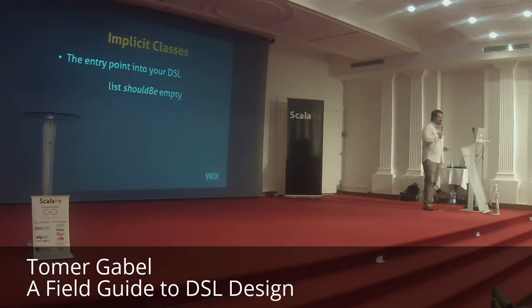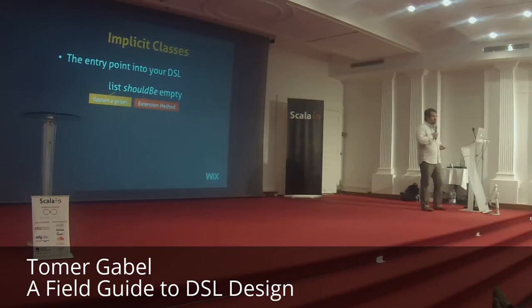So we have this corrected expression, list should be empty. We have a piece of data that's known beforehand. When your user comes into your DSL, they already have a piece of data in their hand. So that's the list. And then should be is an extension method. If the piece of data is an integer, obviously it does not have a should be method. Same with sequences or just about anything else. So we need to add that somehow. That's what implicit classes are for.